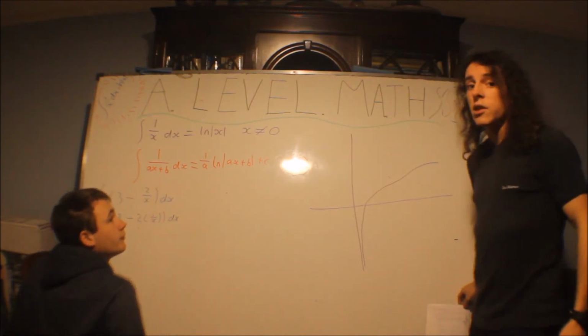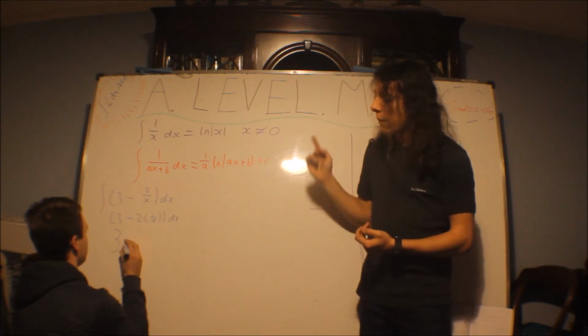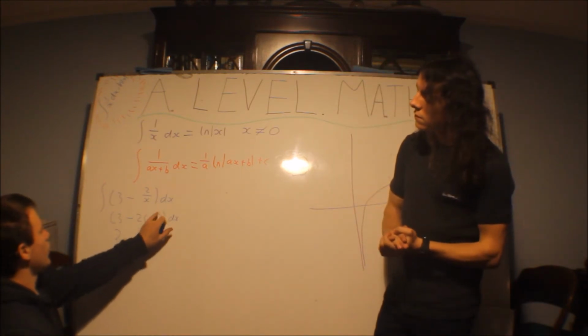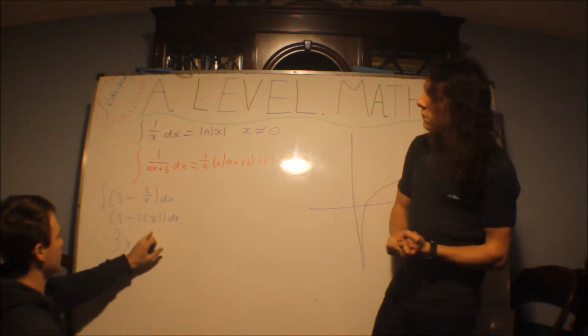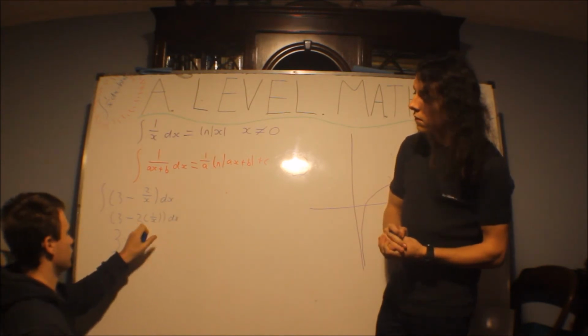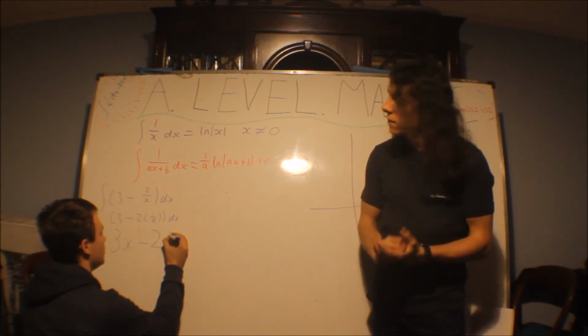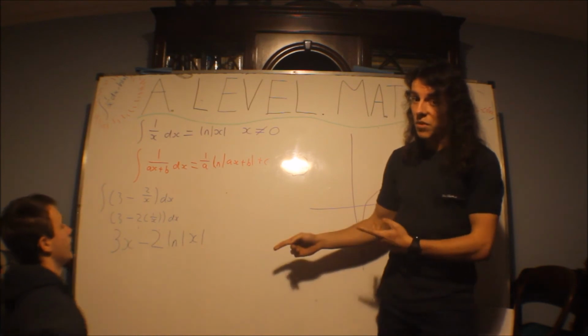So first step, integrating 3. There is an invisible x to the power of 0 there, so you increase the power by 1, so it becomes 3x. Now here we've got 1 over x, which we're saying is ln mod x. This is a simple version, there's none of the ax plus b. So just simply ln mod x. We've got a 2 in front of that, so it's going to be minus 2 ln mod x. Mod is important.